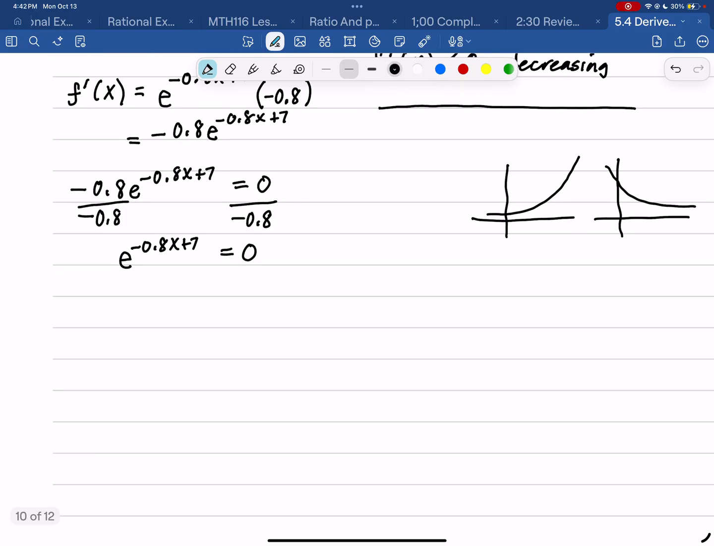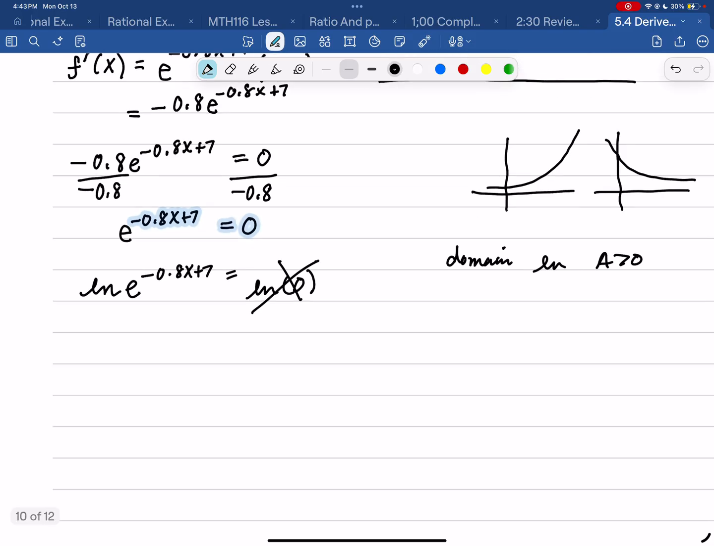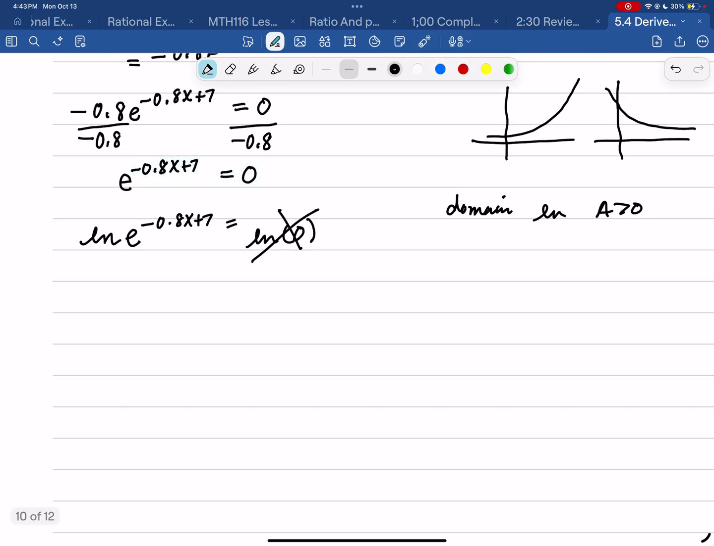Now what you would normally do, if you want to solve this, is take the natural log of both sides, and here's where we know that there's going to be no solution. That is because when we take the natural log of 0, that's a no-no. Remember, the domain of the natural log and all logs is that the arguments have to be bigger than 0, so they can't be 0. So our answer here is that there are no solutions.